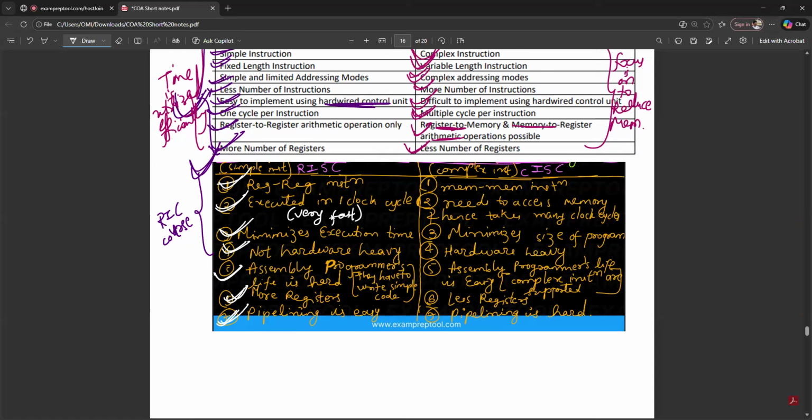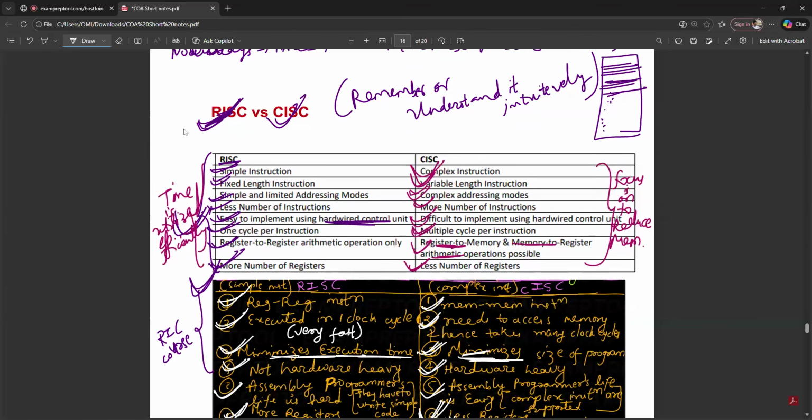Here more registers. Okay. If I look into CISC, then it is memory instruction. Then it needs to access the memory and hence takes many clock cycles. It minimizes the size of the program. Here focus is to minimize the size of the program. Okay. Here focus is to minimize the execution time. Here it is hardware heavy. Here, application programmer life is easy because complex instructions are supported, so assembly programmer can write it faster. Here, less registers are used, and here pipelining is hard. So, these are the points of RISC versus CISC.